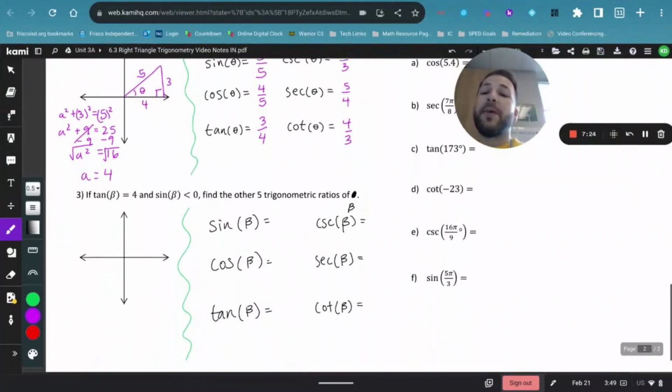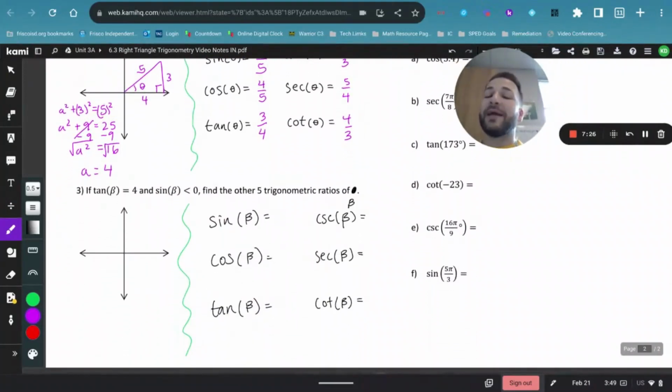Okay, so let's talk about 3. If tan of beta, which is just another letter for an angle, that's okay, we can use that, is equal to 4, and sine of beta is less than 0, then we want to find the other 5 trig ratios of beta. Well, I'm going to go ahead and add one piece of information. We know tan of beta is 4, so let's make our life easier. Then using the information, we're going to try and determine which quadrant the triangle is in.